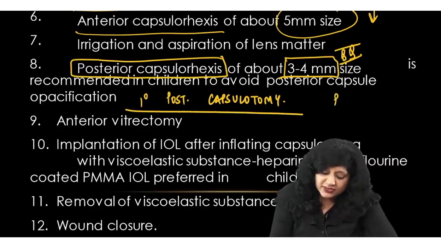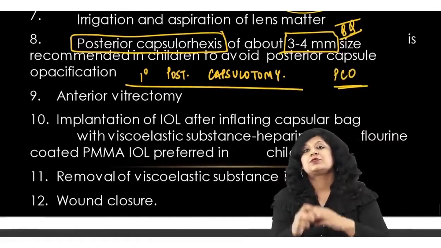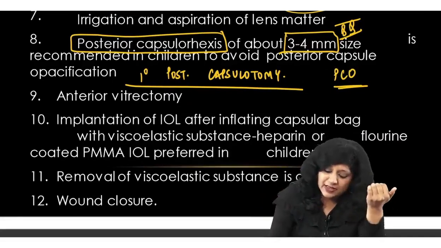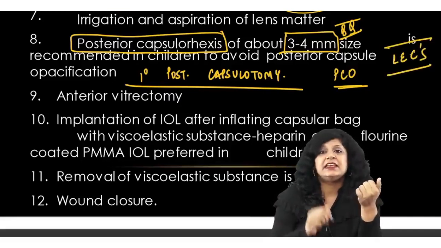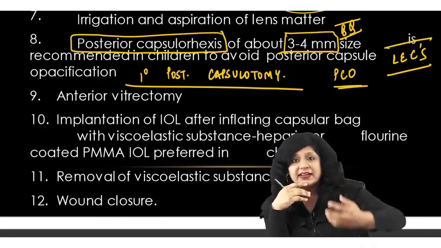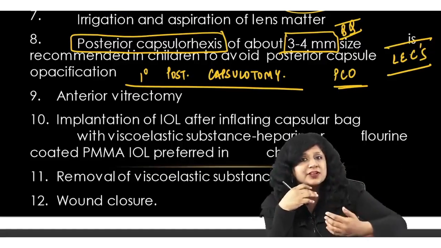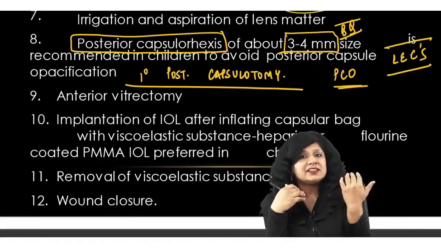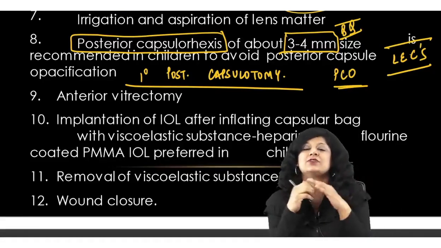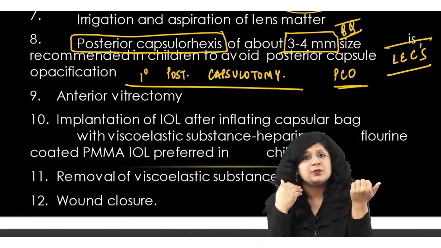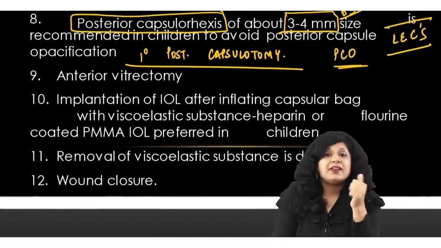Why? Because the risk of PCO, posterior capsular opacification, is very high in these patients. The remaining lens epithelial cells, the LECs, from the anterior capsule are highly dividing cells, and they lead to proliferation. They migrate to the posterior capsule, proliferate, and lead to opacification, with very high chances. That is why we do not wait for the PCO to happen, and we already create this opening in the posterior capsule.